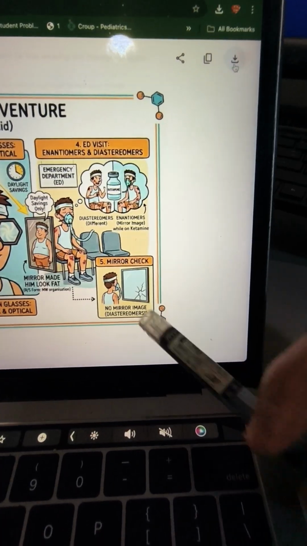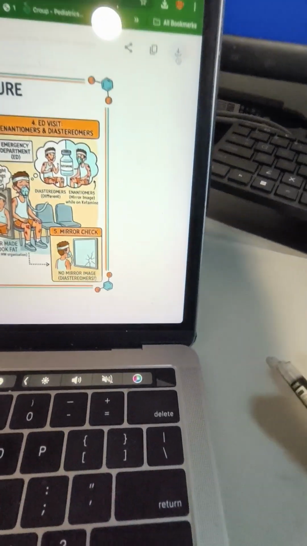Diastereomers are the opposite, where they're not mirror images, and that's atracurium. Then he actually gets intubated. I don't really have that on the slide, but he starts getting intubated. No mirror images in atracurium.